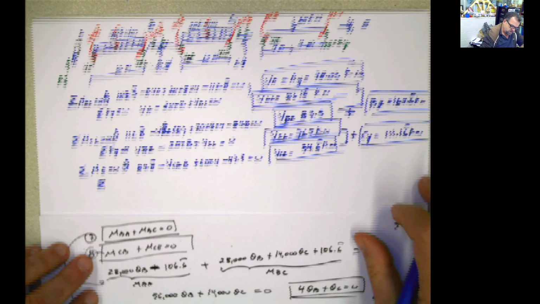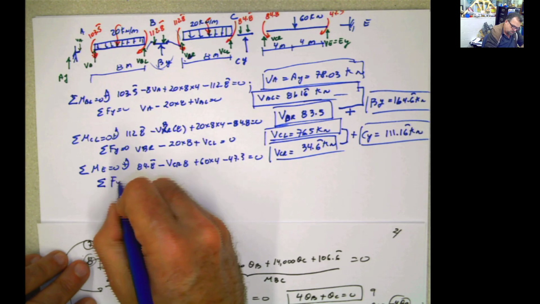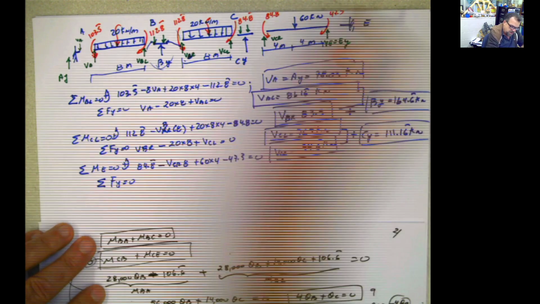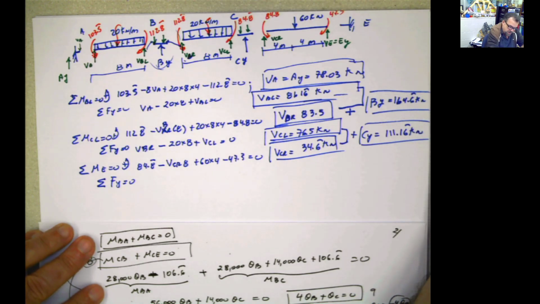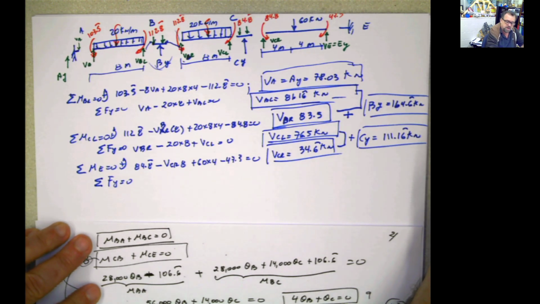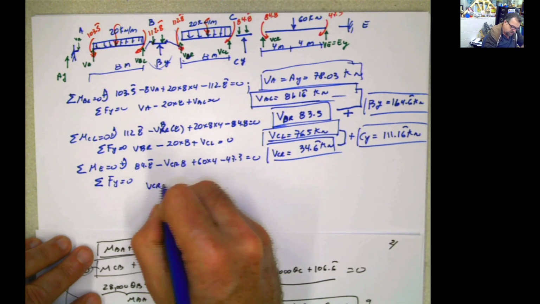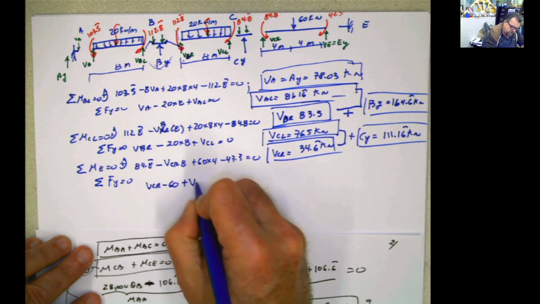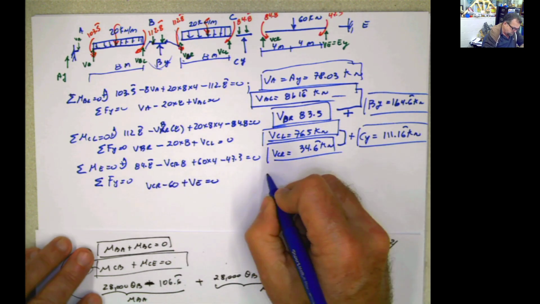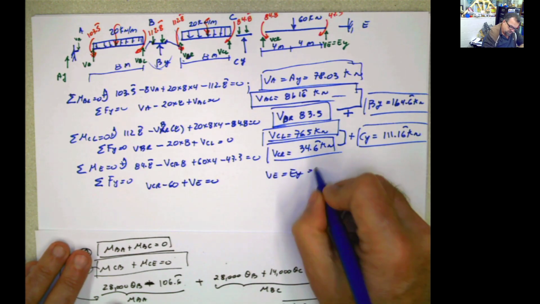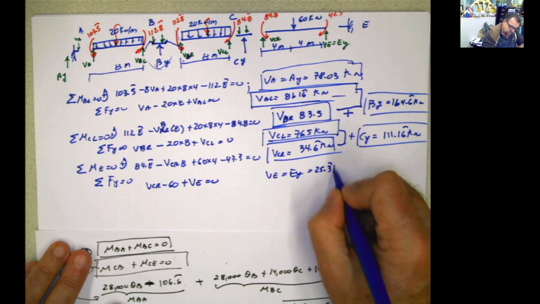What else? Summation of forces in Y. I can do that, or I can do it in the whole beam. It's the same thing already, because I have every single other value I already calculated. But I'm going to do it here. So I have VCR minus 60 plus VE equals 0. So VE, which is equal to EY, is 25.3 kilonewton.